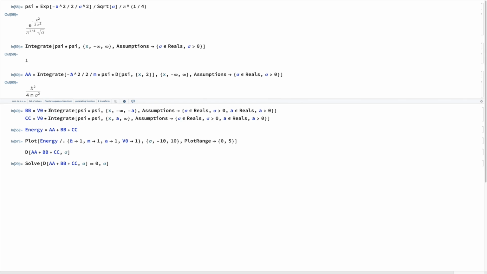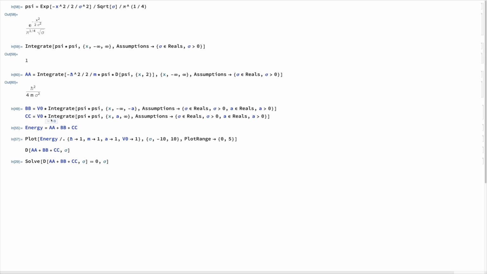Now, for the potential energy contribution, I need to do psi star psi times V naught, right? But I only have to do it in regions where V is not equal to 0, which means the left-hand side from minus infinity to minus A, and the right-hand side from A to infinity. In the middle of the well, the potential is equal to 0, and 0 times the integral is not going to contribute. So I can do those as well.